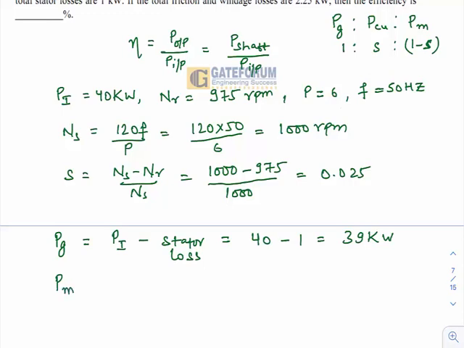So what is the gross mechanical developed power? This would be from the given relation. You can find PM by PG as 1 minus S. So PM would be equal to 1 minus S into PG.